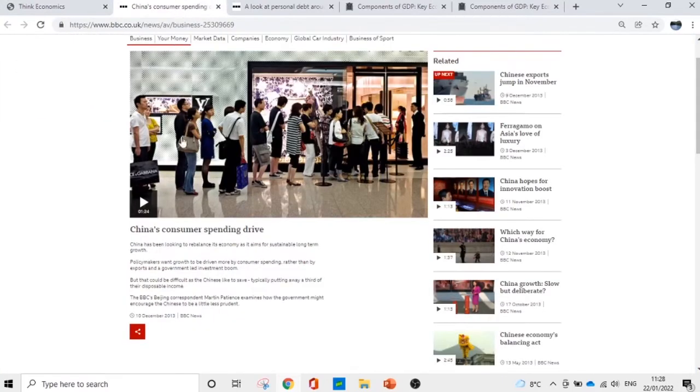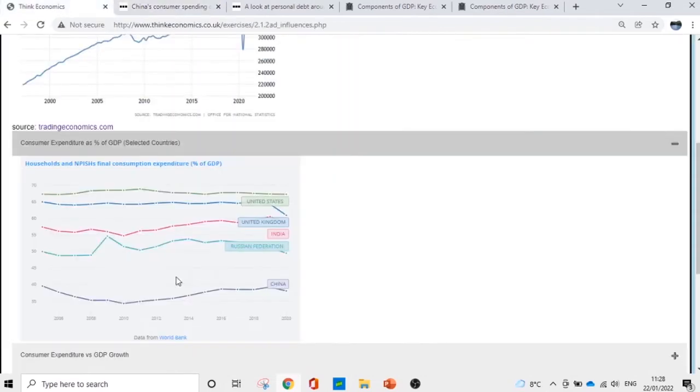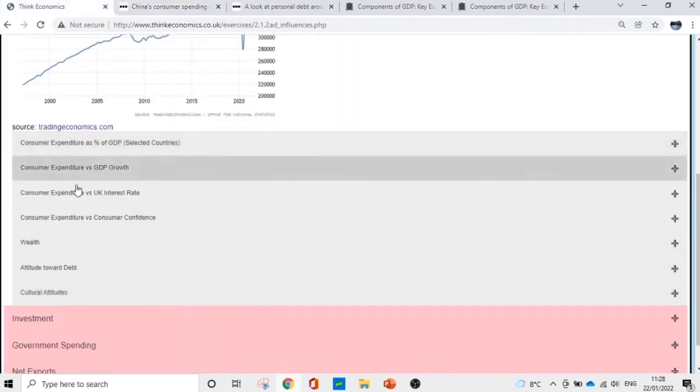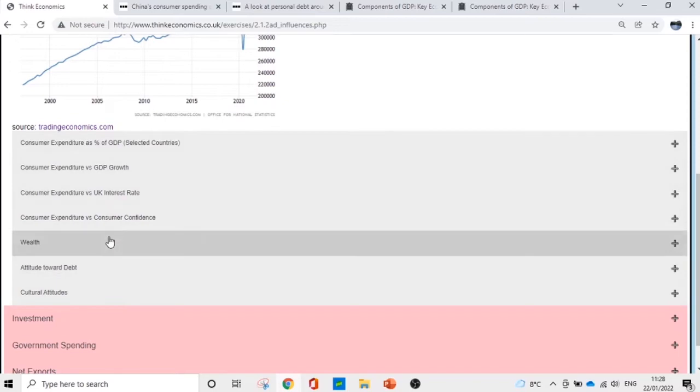That means that people get more used to spending their money on themselves, and it's going to drive the economy forward through consumer spending. So I would say that these are sort of the main ones that you want to look at when you're looking at the influences on the components of aggregate demand.